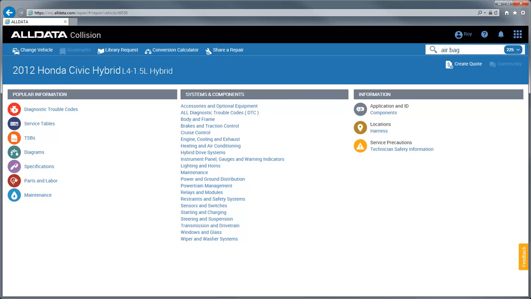This has been a brief introduction to the vast amount of information available in ALLDATA Collision. We showed information types and articles mainly related to collision repairs. However, there are many more. Information related to any type of mechanical repair is also included.